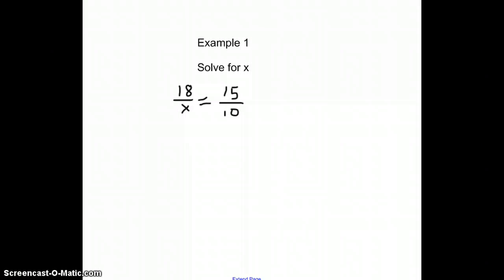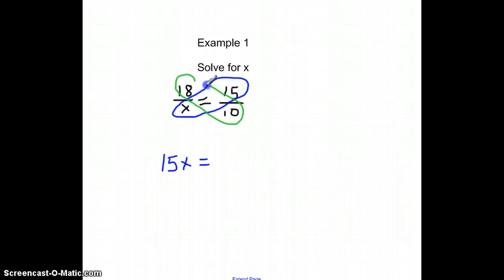Okay, so let's take a look. Here's example 1. They want us to solve for x. We have 18 over x equals 15 over 10. Notice we have a fraction equal to a fraction, and it's going to be real simple. We're just going to cross multiply. So we take 15 times x, which is 15x, and then over here we take 18 times 10, which is 180.